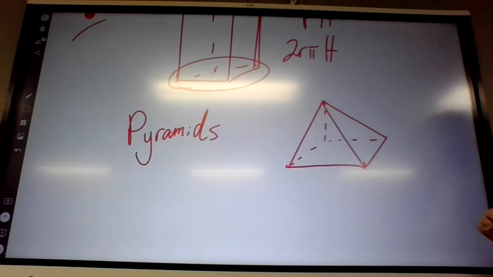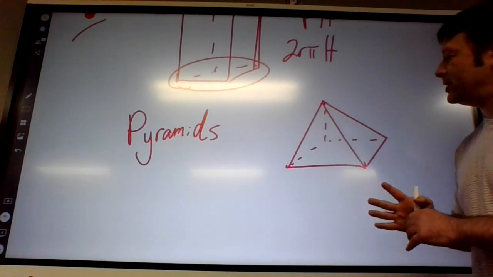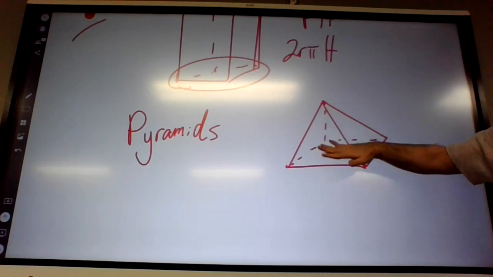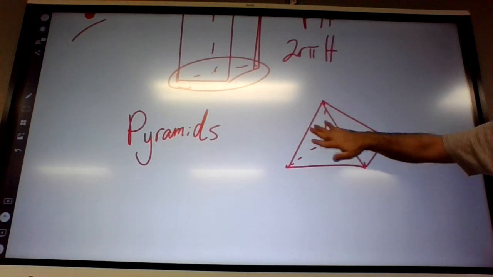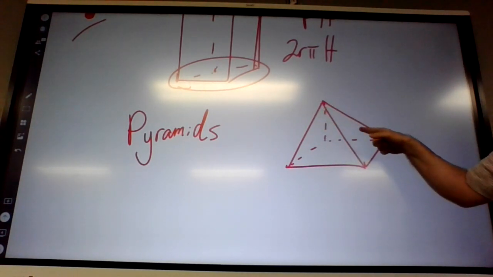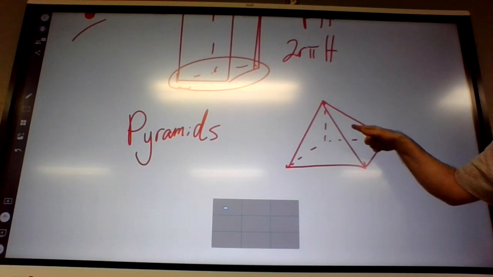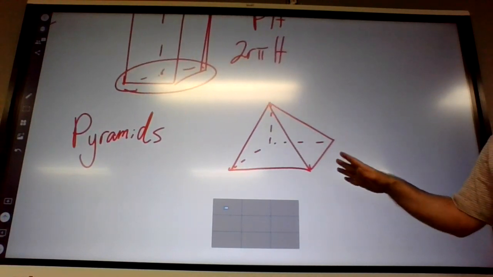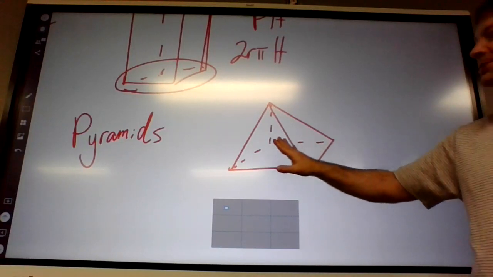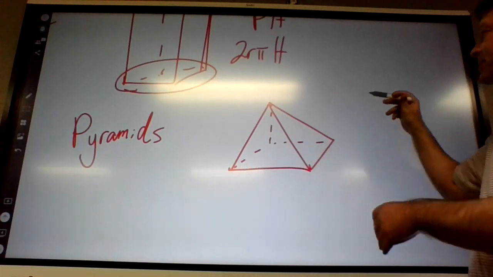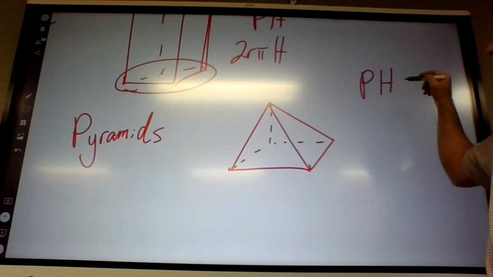Okay, so for the lateral surface of a pyramid, that would be like these sides. What are the sides of a pyramid? What are the faces? Like what shape are they? Triangles. So when you're doing lateral surface area, you can't just do perimeter times height. But it's close to this.